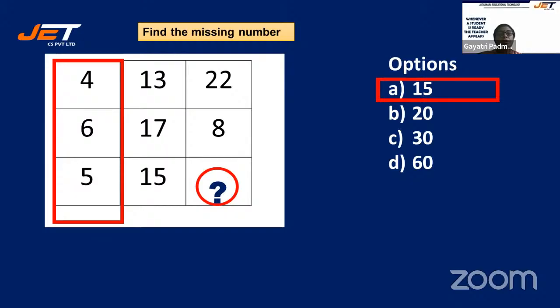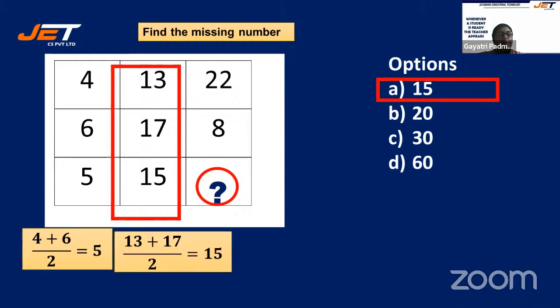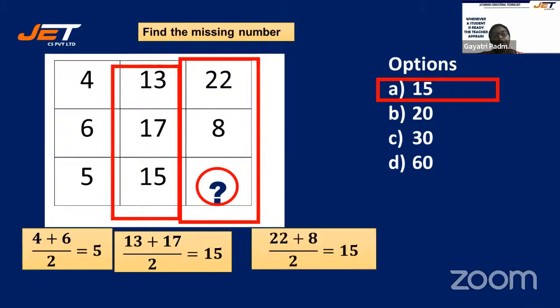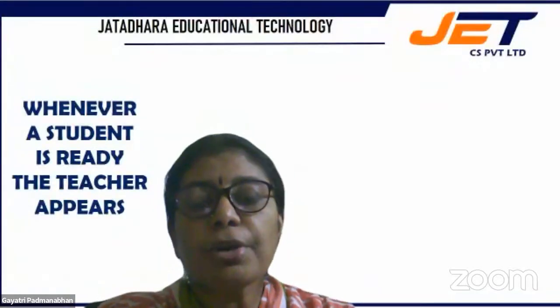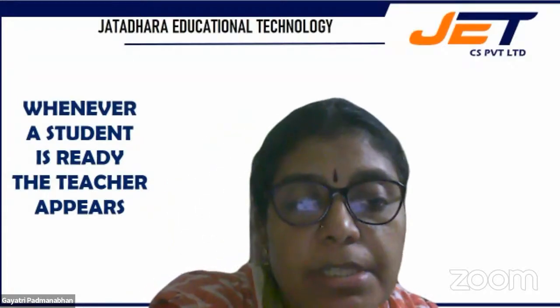So we have one more sum. 4, 13, 22. 6, 17, 8. 5, 15, dash. So you should know how you are getting 5, how you are getting 15. Similarly, you will get your question marks. See here, 4 plus 6 by 2 is 5. 13 plus 17 by 2 is 15. Similarly, 22 plus 8 by 2 will be 15. All right. So I'm sure you would have enjoyed today's mental ability. With this, your mental ability sums get over.